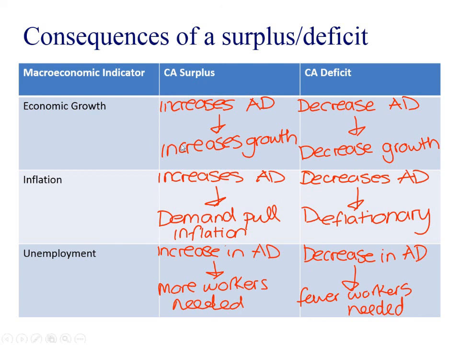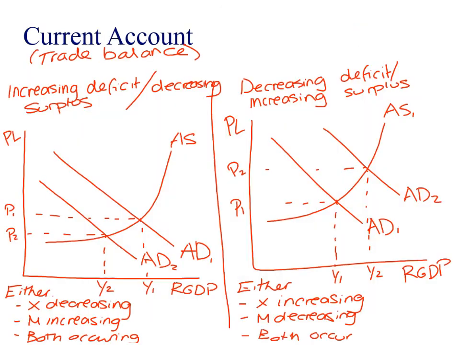And unemployment: because a current account surplus increases growth, we have more demand for our exports, it should mean that we have more demand for workers as well. So it increases employment, reduces unemployment. And moving into a current account deficit should mean fewer workers are needed to produce exports because demand for exports is reduced, and therefore you get an increase in unemployment, a reduction in employment.